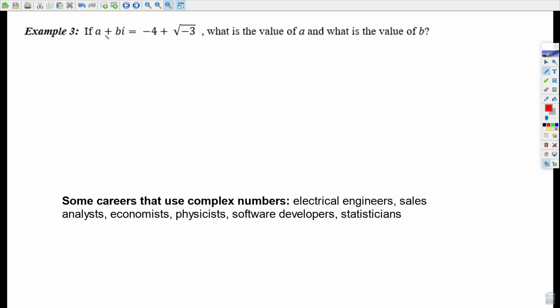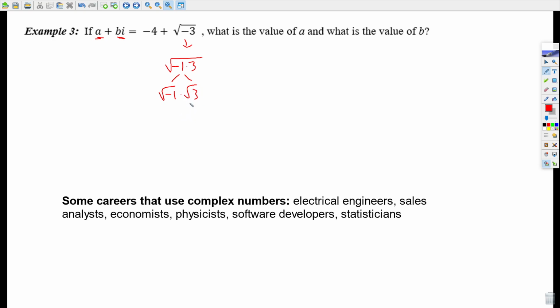Example 3. If a plus bi equals negative 4 plus the square root of negative 3, what is the value of a and what is the value of b? So again, we want to make this look like a plus bi. Right now we don't have an i here, so we're going to have to make one. We have our a value, which is negative 4, but we need to work with this a little bit. If we remember, you can write negative 3 as negative 1 times 3, and then split it up as two separate square roots. So that would be the square root of negative 1 times the square root of 3.